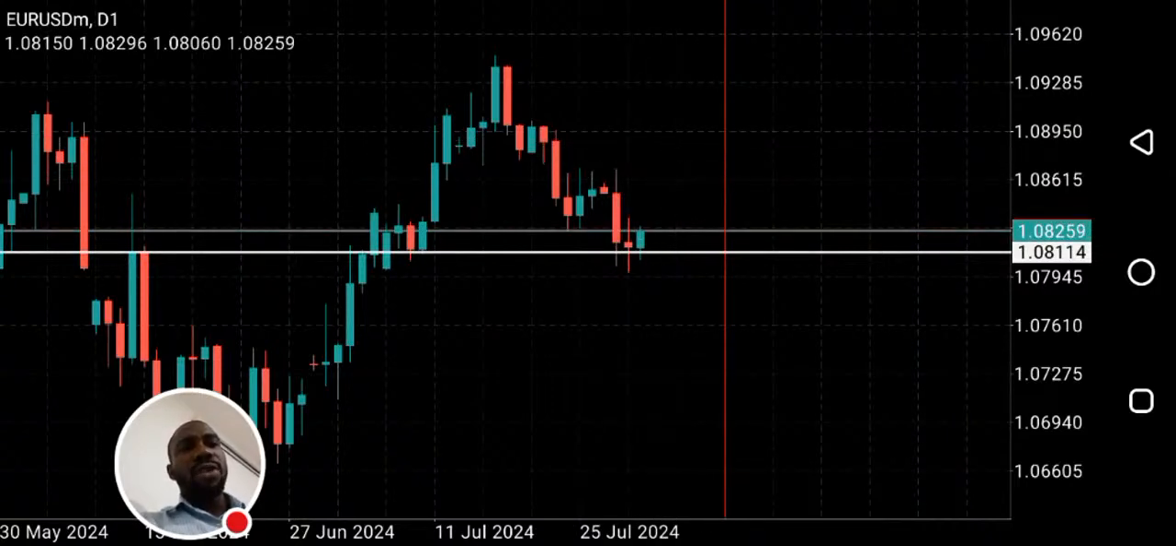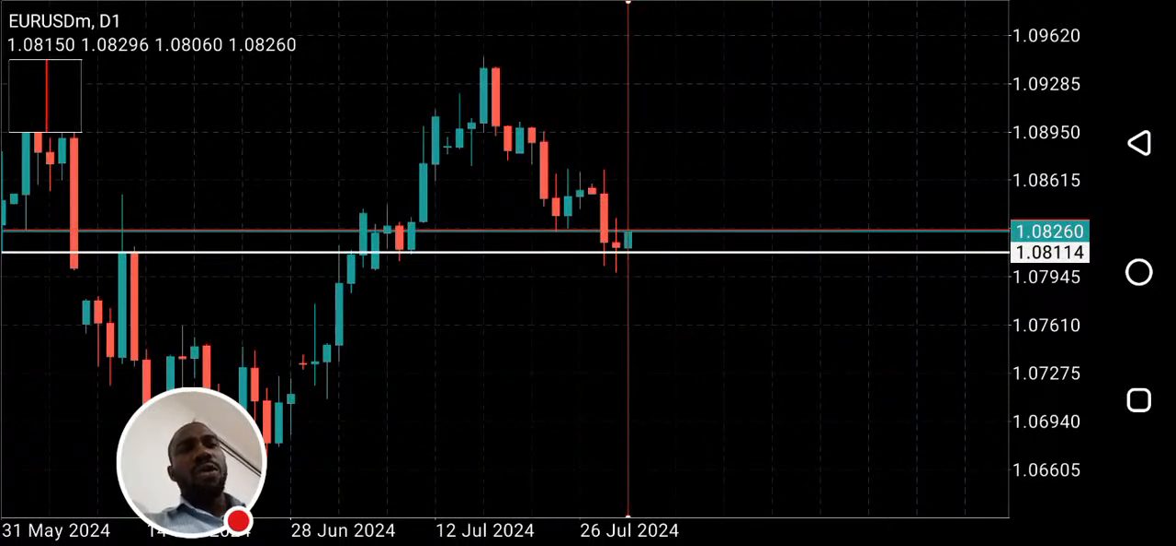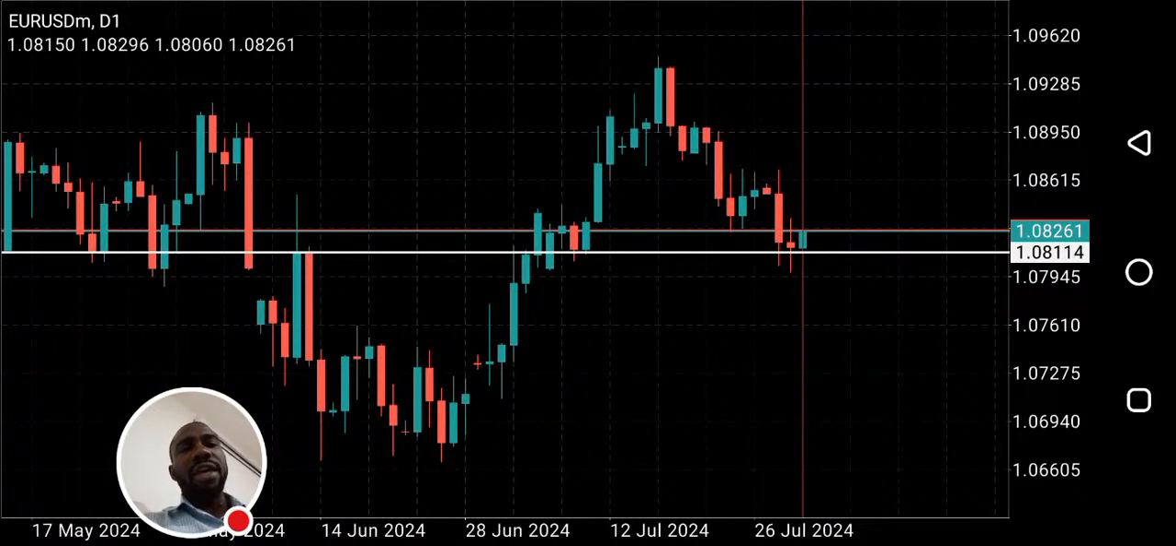But after the close of yesterday's spinning bottom, what pattern do we have on the 4 hour? If we can identify a bullish reversal pattern on the 4 hour, then we can take the risk buying Euro USD. We don't have to wait for the daily candle to close. That's the importance of using multiple time frame analysis.